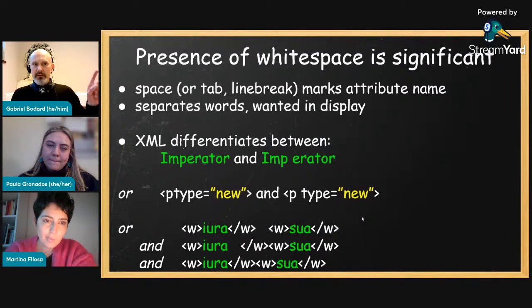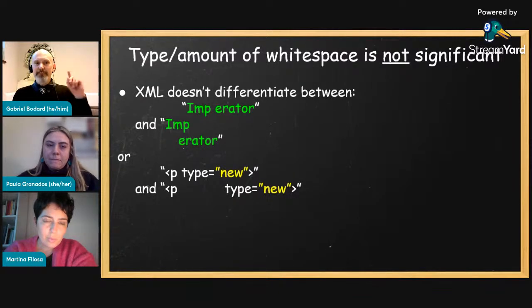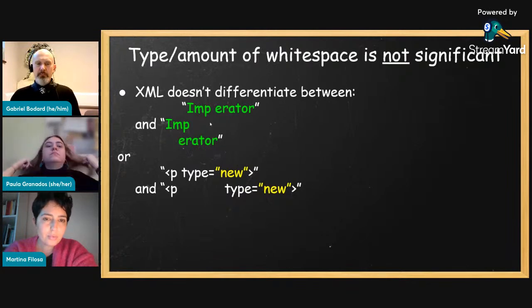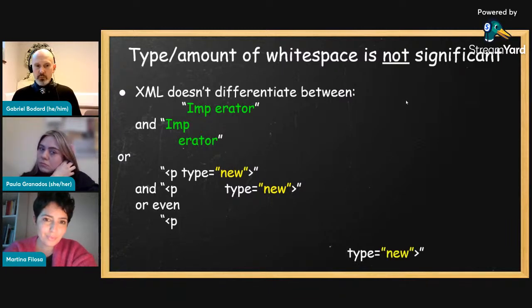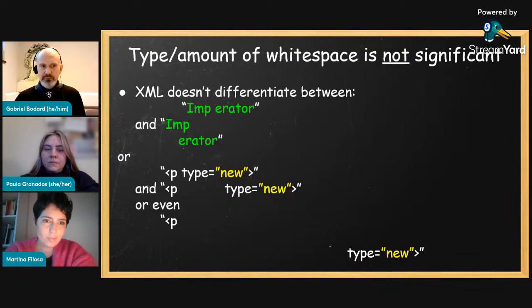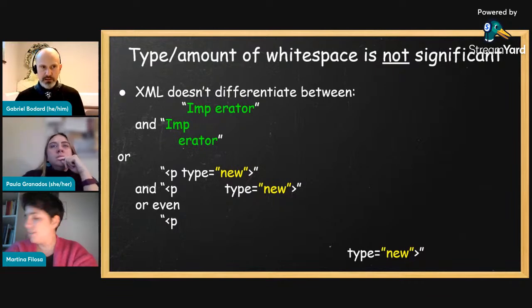But the reason it's worth laboring on that is that the type and amount of white space is not significant. So if I say imperator with a single space in between, or imperator with a line break in between, if I say p type equals new with one space or with 12 spaces, or even with 3 line breaks and 99 spaces, all of those mean exactly the same thing and will be treated in exactly the same way by any XML processing tool. This is something that's quite important to keep an eye on when you're working in XML.